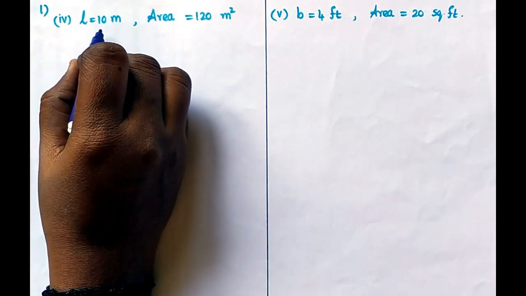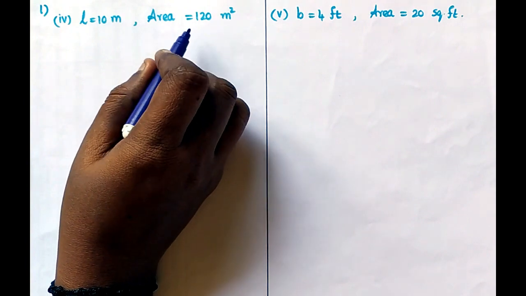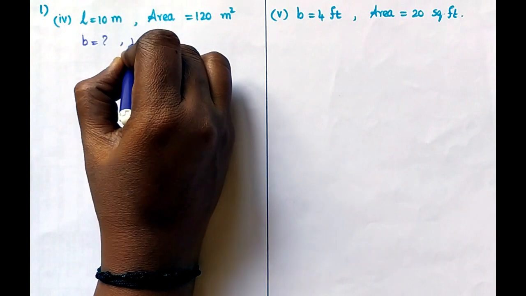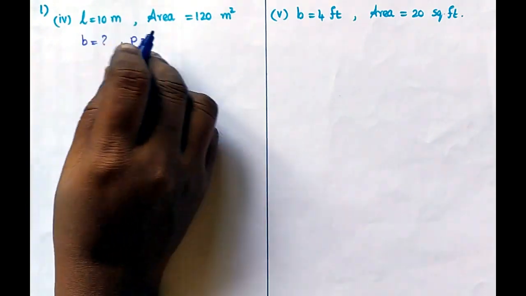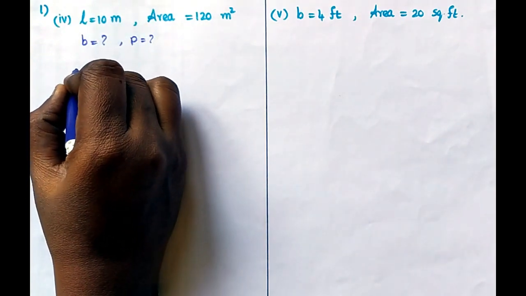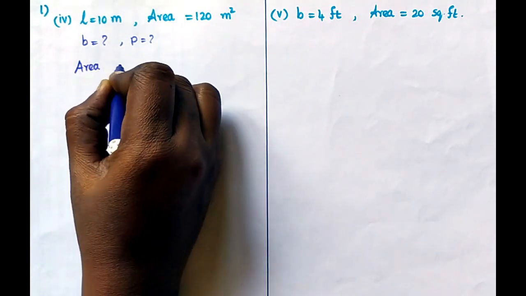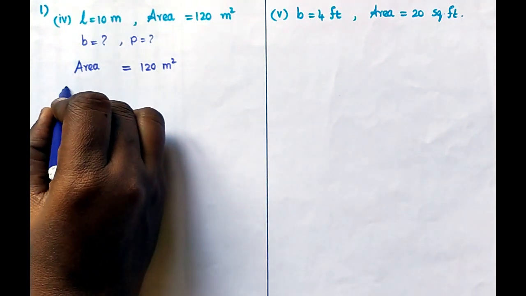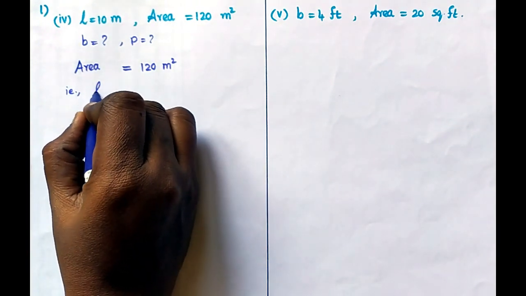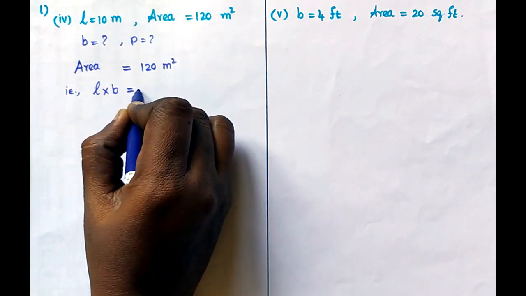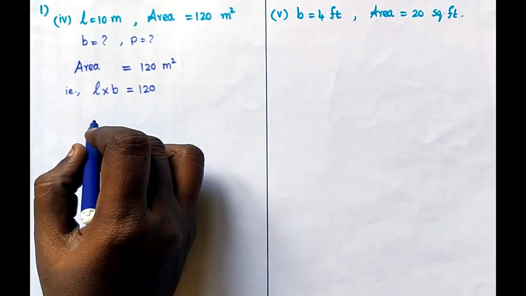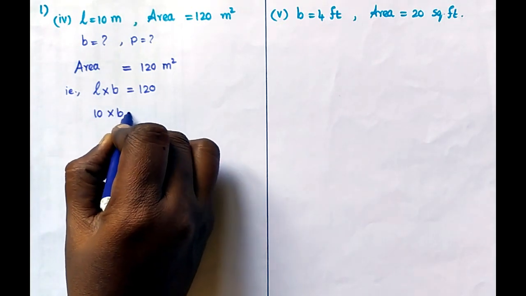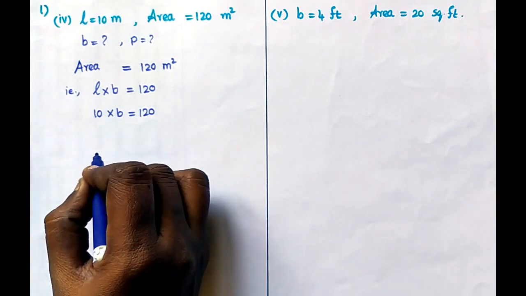First question, fourth subdivision. L equal to 10 meter and area equal to 120 meter square. We have to find out breadth and perimeter. Now area they have given. Area equal to 120 meter square. Instead of area we apply the formula. What is the formula? L into B equal to 120. We know that L is 10. 10 into B equal to 120.